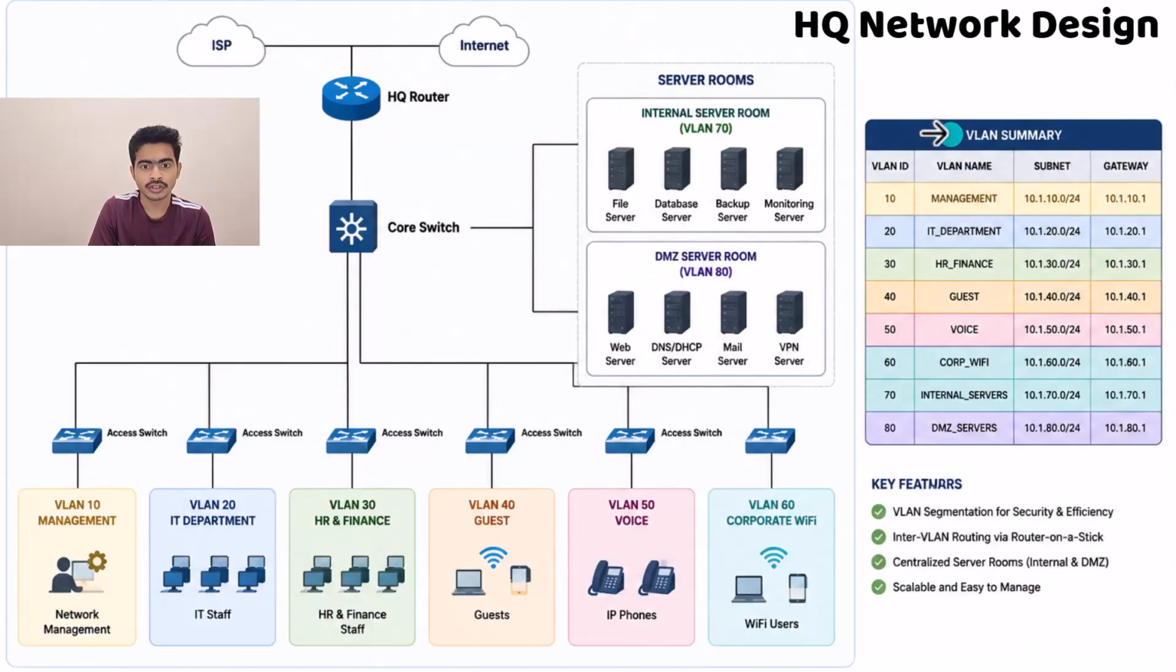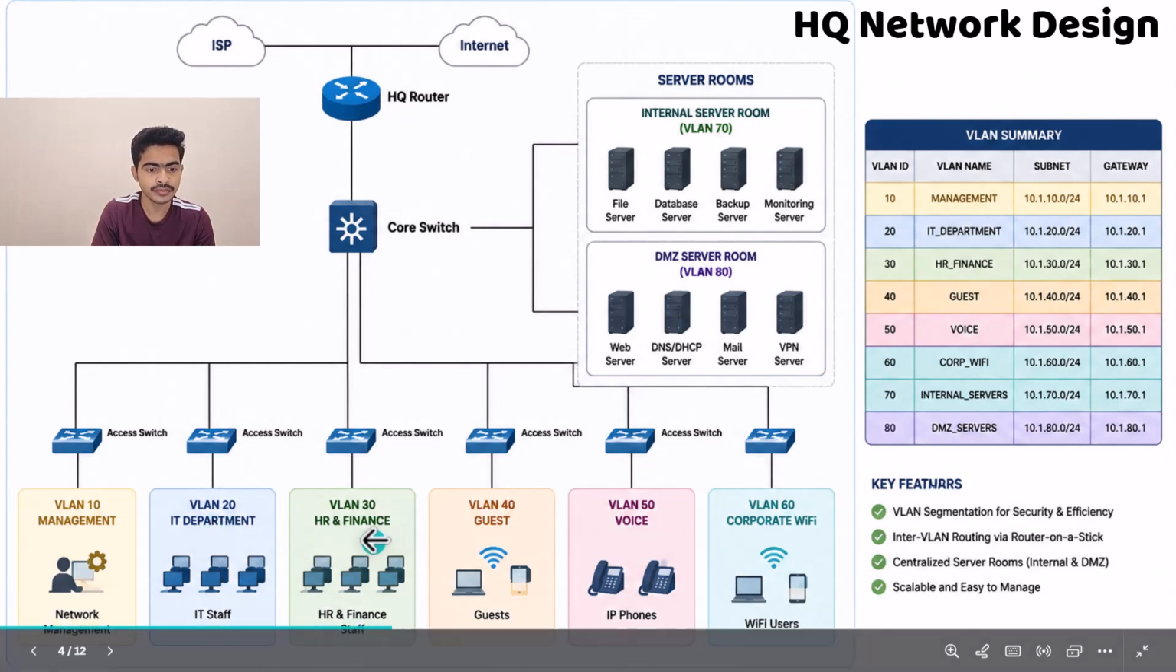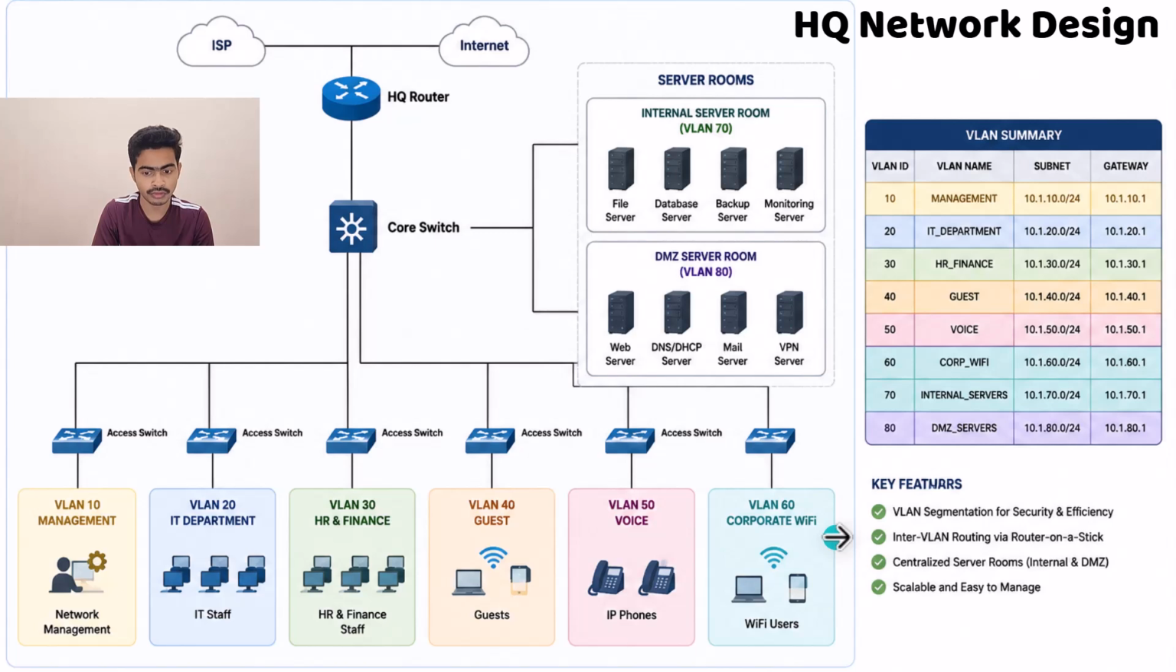So let's have a look at the HQ network design. Our HQ router is connected with the ISP directly to the internet. Then the router is connected to the core switch for the headquarters. From the core switch, there are access switches connected to different VLANs. We can see that there is VLAN 10 for management, 20 for IT department, 30 for HR and finance, 40 for guest Wi-Fi access, 50 for voice, and 60 for corporate Wi-Fi.